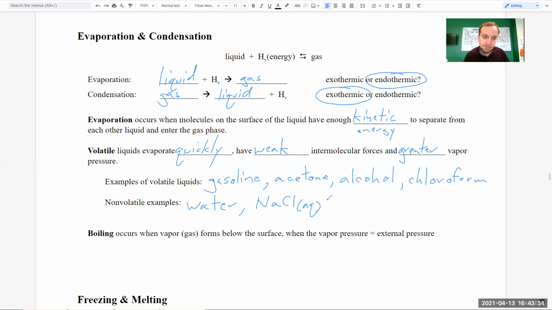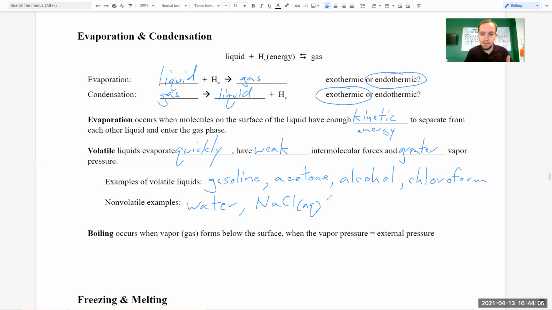Now, what boiling is, which again is kind of a way of saying evaporation, is when the vapor pressure is actually going to be forming underneath the surface of the liquid, which is why you get all those bubbles, right? The bubbles come from the bottom typically, and that's because the vapor, which is the gas, is going to form below the surface, and it has so much energy, it's going to go all the way to the top and escape. So that's when the vapor pressure equals the external pressure of the atmosphere.